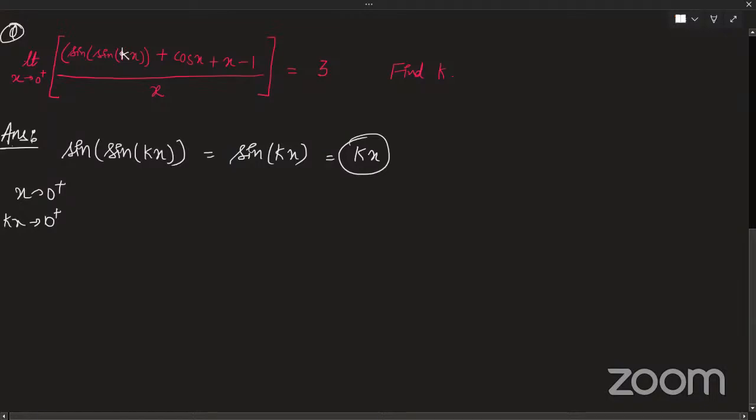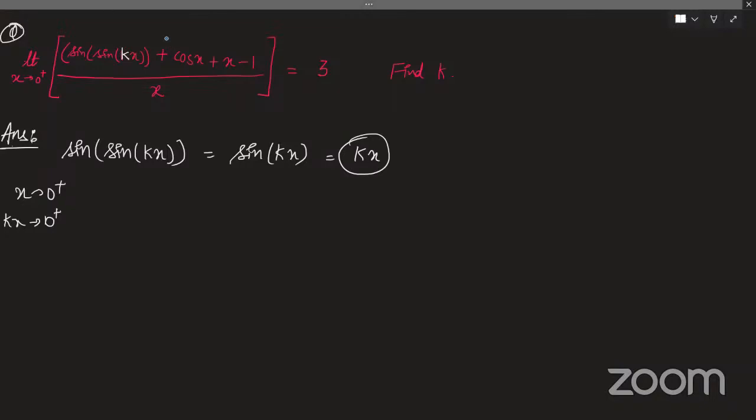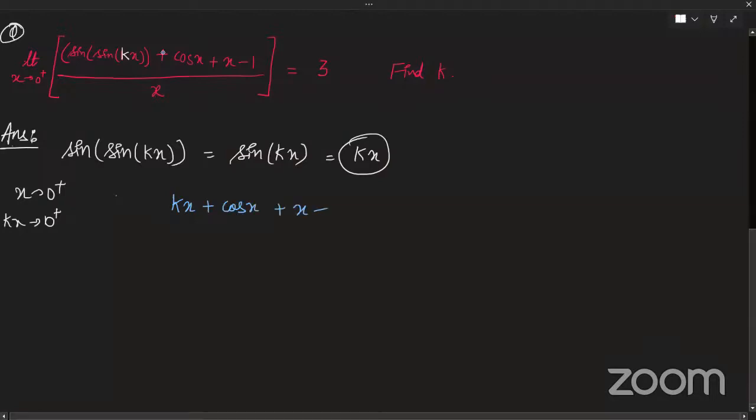Does everyone agree with this? Can I remove my sine 2 times? Is it allowed? Yes, obviously it is allowed. As long as my quantity inside the brackets of sine is tending to 0, I can do this. It is absolutely allowed. So it turns out to be kx. I just got (kx + cos x + x - 1) whole divided by x, and this thing is equal to 3.